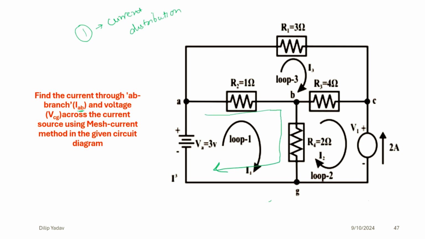This is the current. This is the second loop. In this the current is flowing in this direction. That means at this point the current I1 is going this side, and in this side I2 is going this side. So the current in this will be equal to I1 minus I2 if we are going for the first loop. And for the second loop it will be I2 minus I1.